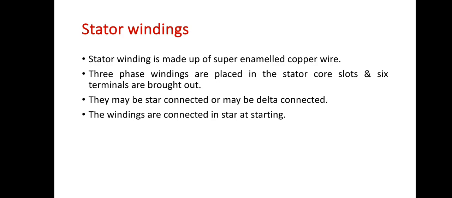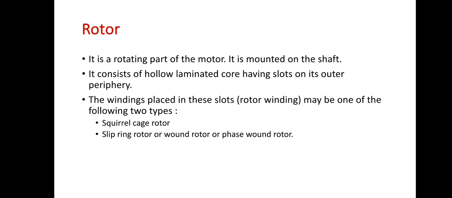Then the stator winding. Normally a copper winding is used here. The stator winding is made up of super enameled copper wire. Three-phase windings are placed in the stator core slots, and 6 terminals are brought out. Each phase has 2 terminals, so totally we have 6 terminals. They may be star connected or delta connected, depending upon the application. And the windings are normally connected in star at the starting period of time.